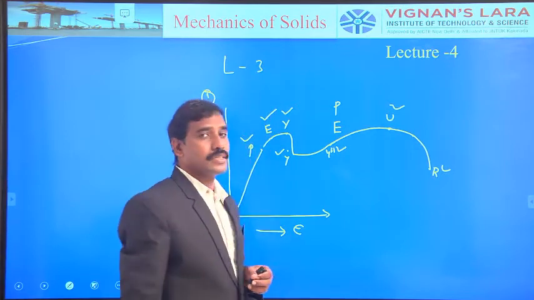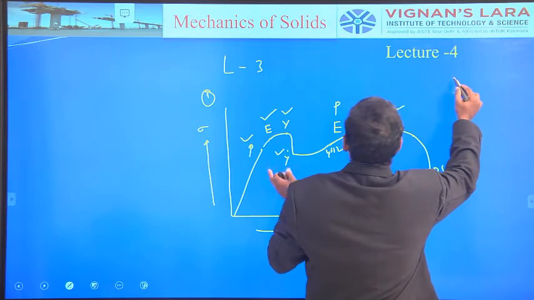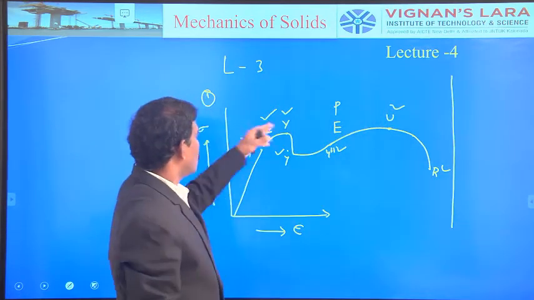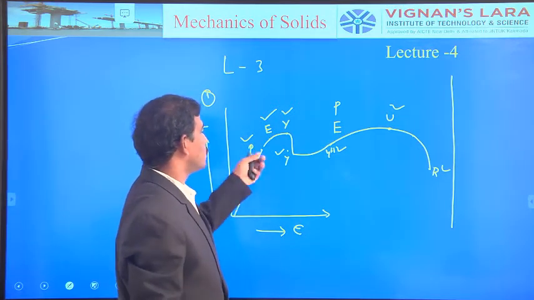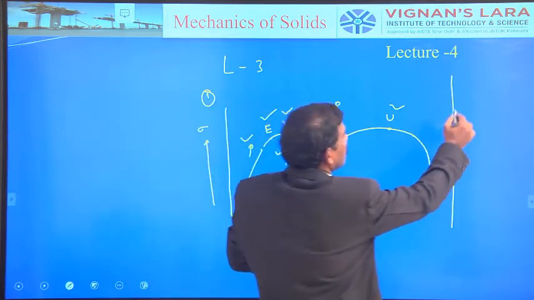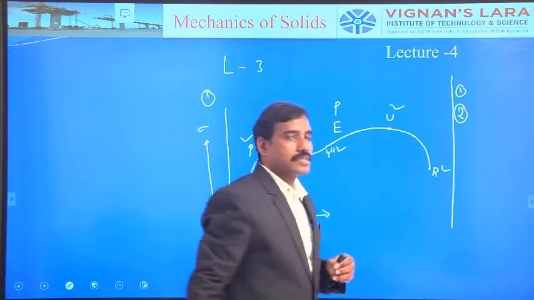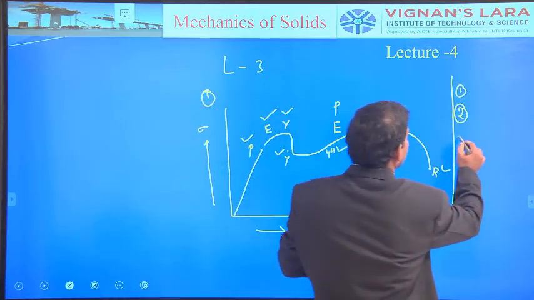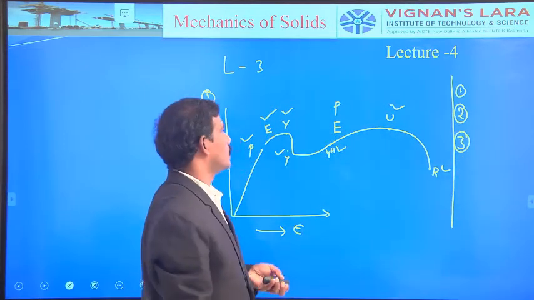Coming to today's lecture, today we will discuss the salient features. What are the salient features? Plot them on the graph, discuss them, and find the stresses at particular points also. Then go for bars of various cross sections. The third one is bars under various loadings.